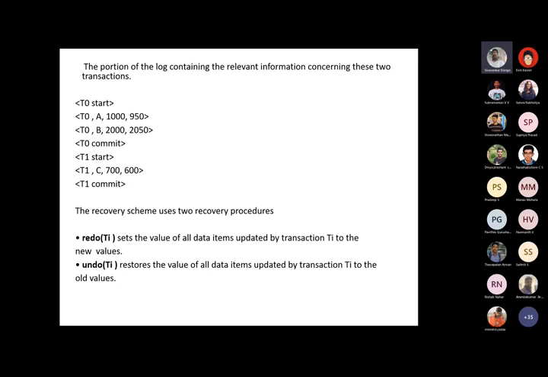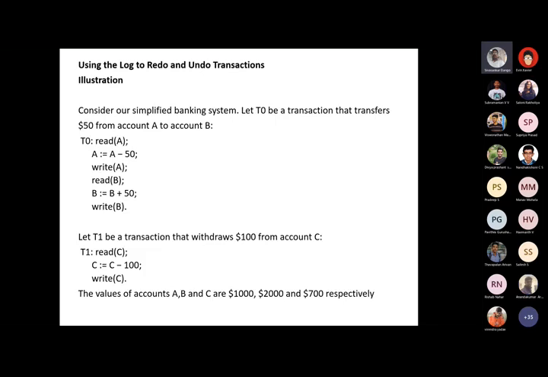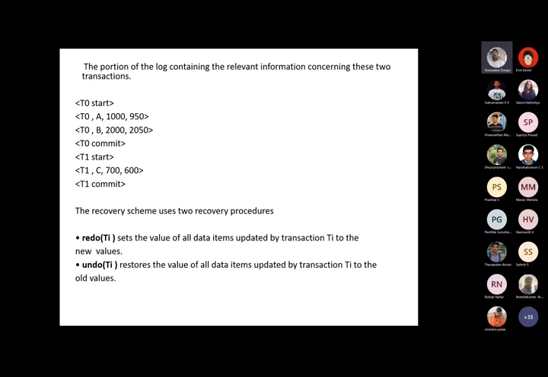So during the first operation, whenever you perform a debit operation, it's going to be T0, the data item is going to be A, the initial value of A is going to be $1,000, and the new value V2 is going to be $950. And again, you have the second log record, which corresponds to the data item capital B. So it's going to be T0, data item capital B, the initial value is going to be 2000, and the updated value is going to be 2050.